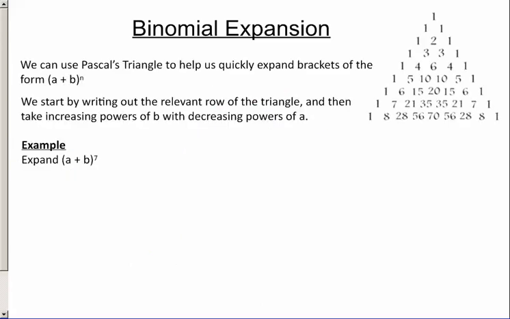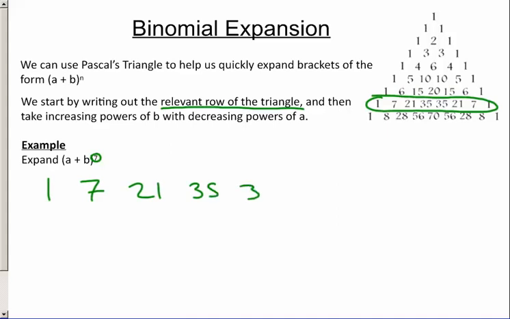So we can use Pascal's triangle to help us. And what we do is we use the relevant row of the triangle. We get that by looking at the power of the bracket we're expanding. So in this case it's 7. So we're going to be using row 7. And we write out that row. 1, 7, 21, 35, 35, 21, 7, and 1.